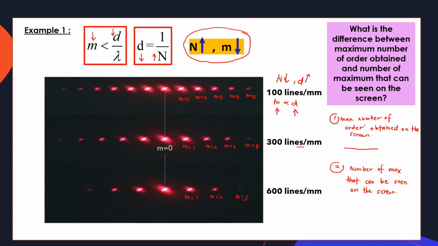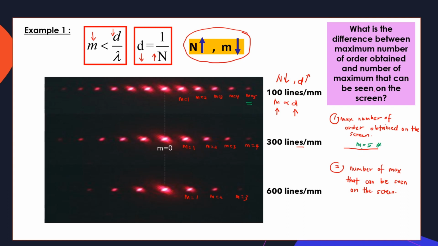Okay. So the maximum number of orders obtained on the screen can be calculated this way. For example, if we use n equal to 100 lines per millimeter, the maximum order obtained on the screen is up to the 5th order. So the answer is m equal to 5.